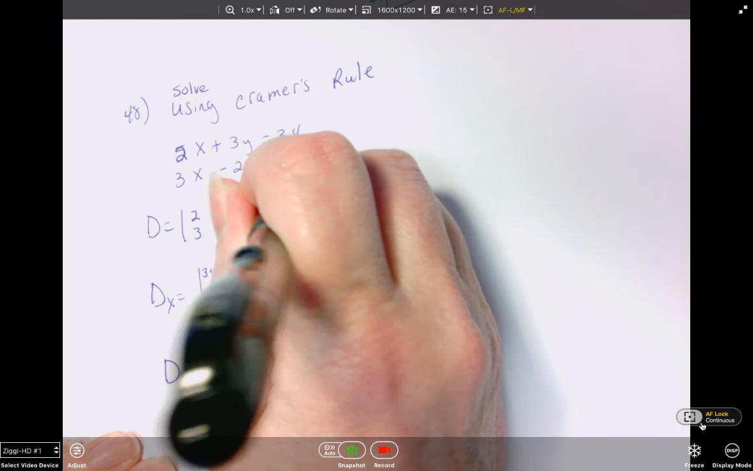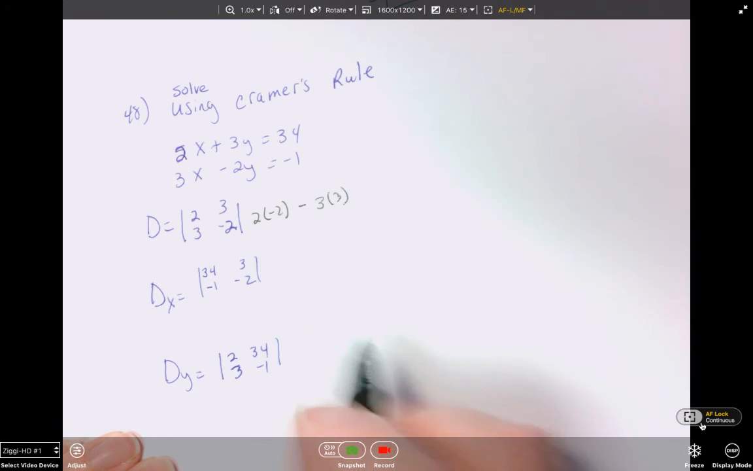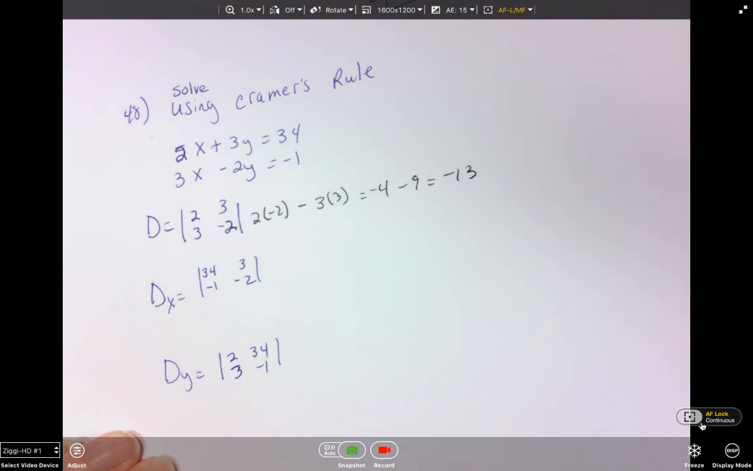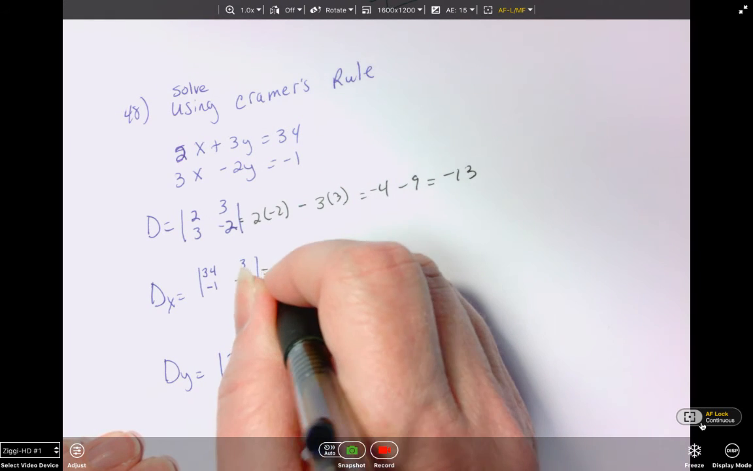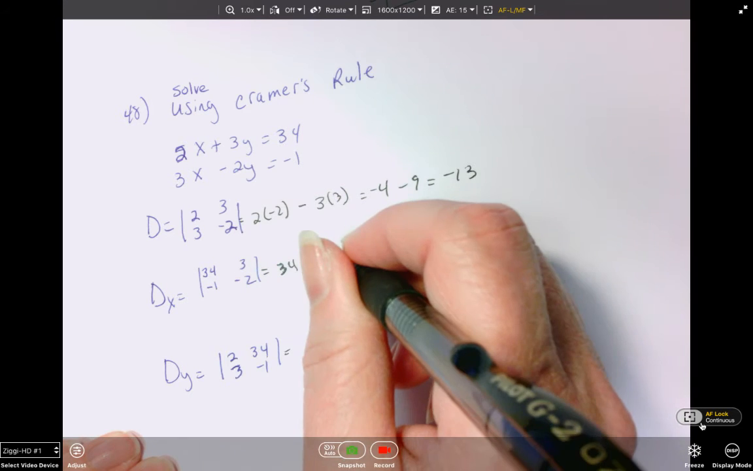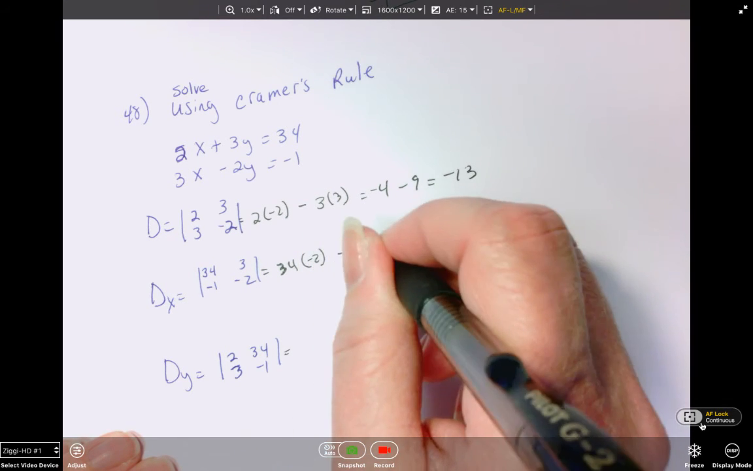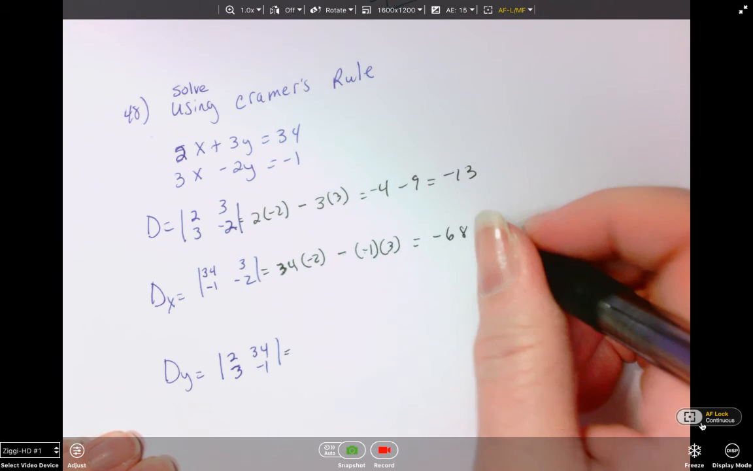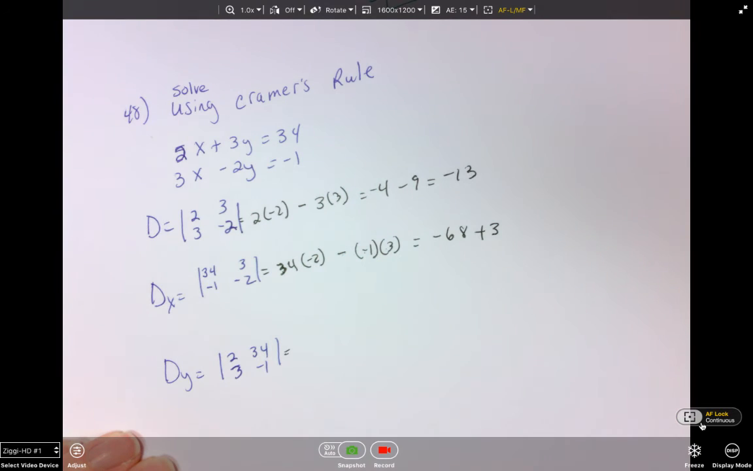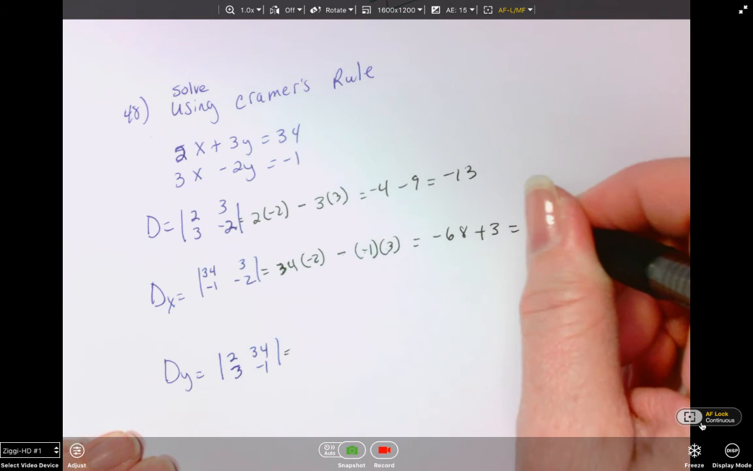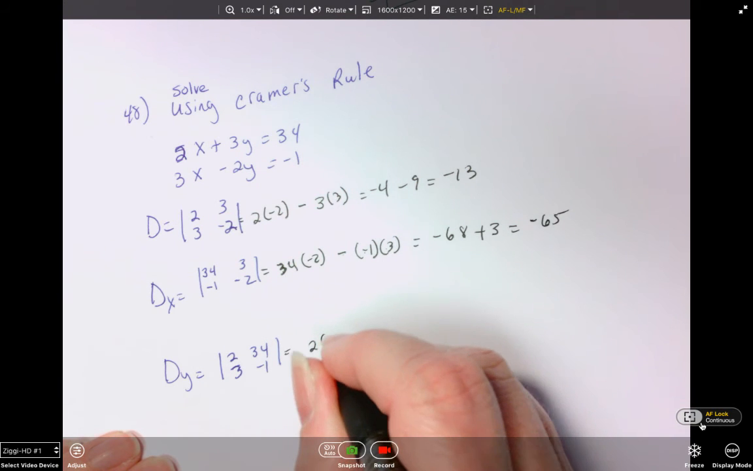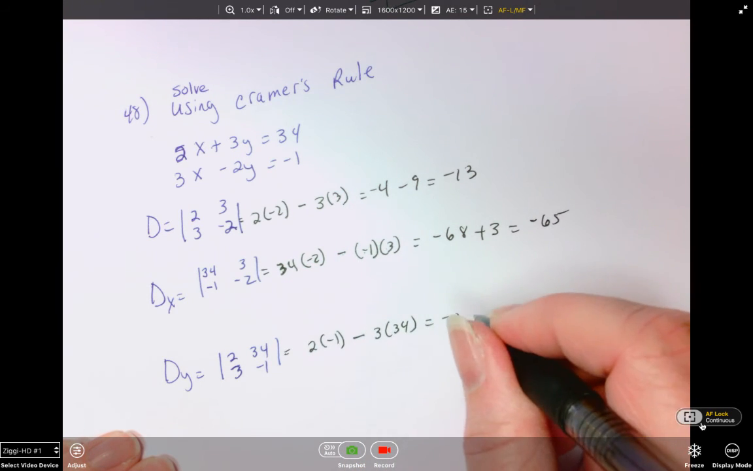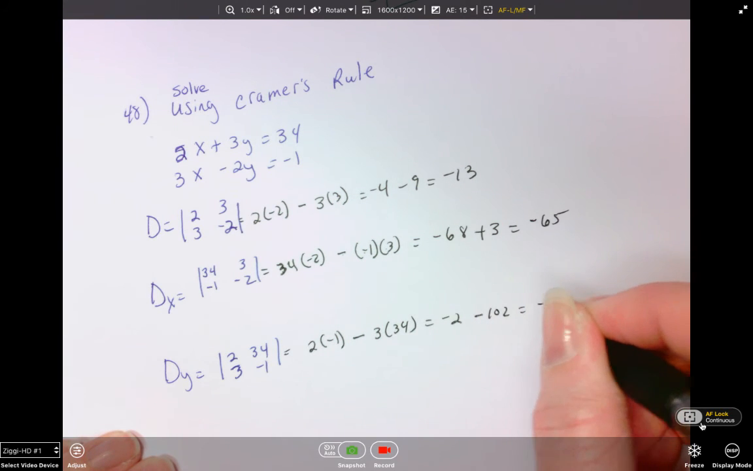So we'll have 2 times negative 2 minus 3 times 3. That'll get us negative 4 minus 9, which will equal negative 13. This one, we're going to have 34 times negative 2 minus negative 1 times 3. So that'll get us negative 68. And we have a negative times a negative here, which will be a positive 3 times 1, which will give us 3. So this will be negative 65. Here we're going to have 2 times negative 1 minus 3 times 34. So that'll get us negative 2 minus 102, which will equal negative 104.